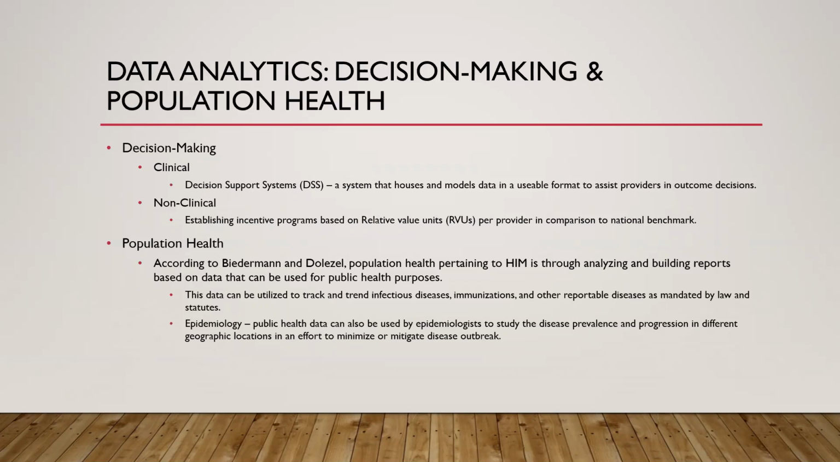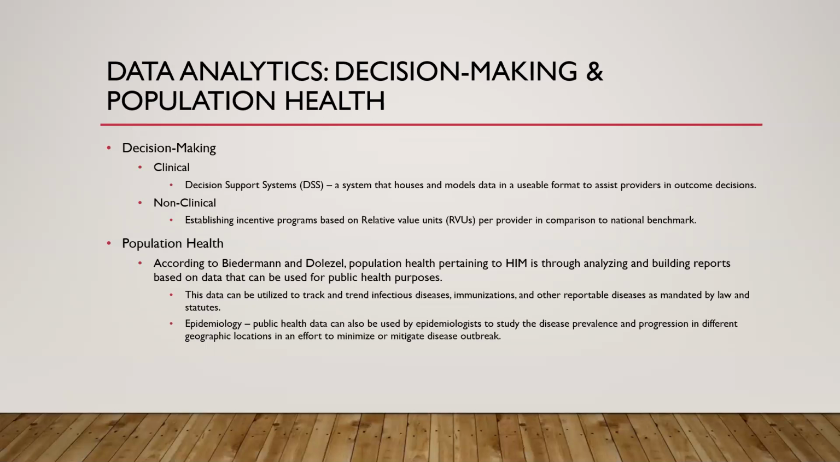A non-clinical example of data analytics is establishing incentive programs based on relative value units per provider in comparison to a national benchmark. For each one of the codes, whether it be ICD-9 or HCPCS codes, through CMS, they assign RVUs. What an RVU is, it talks about how much effort or money was expended into a procedure or operation. So you can actually build those procedures into numbers. And when you aggregate those numbers, you can then compare it to an organization such as MGMA, which produces benchmarks that median providers should be meeting. So you can actually tie incentives to that metric.